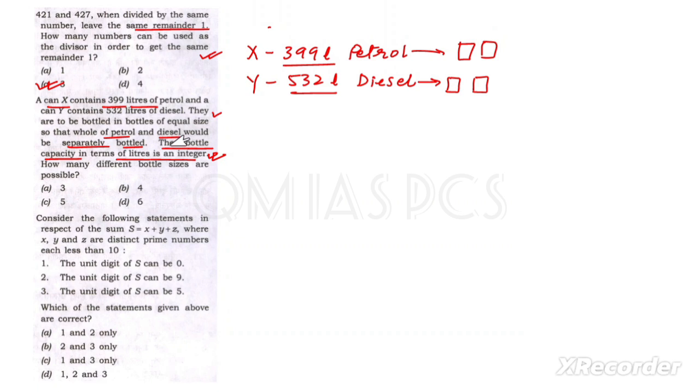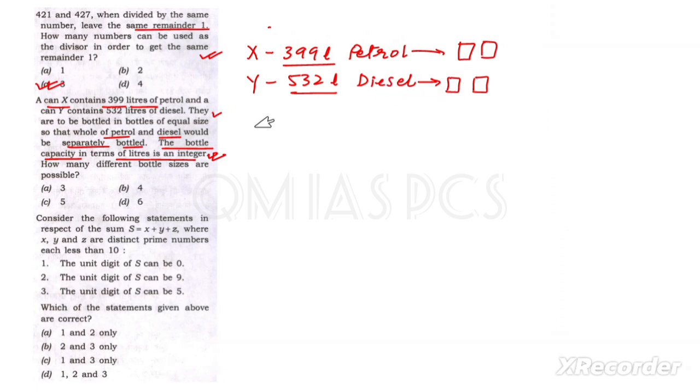An integer is not a fraction. Integer means 1, 2, 3, 4 like this. Don't say negative integers; obviously it is positive integers. So it is asked how many different bottle sizes are possible. We have to find how many different sizes are possible for these bottles.